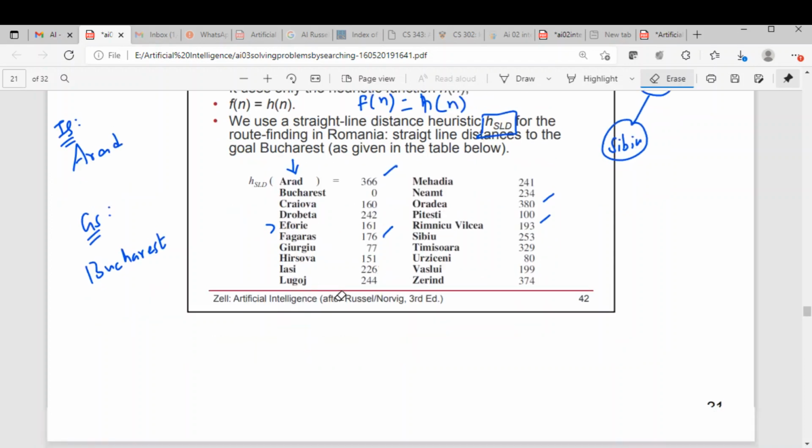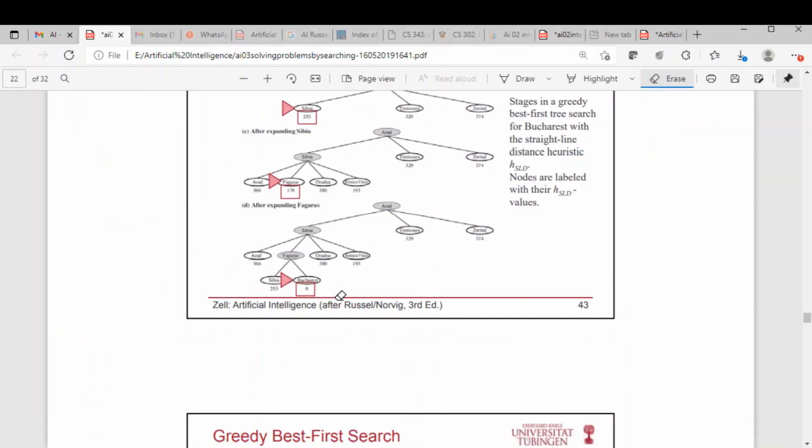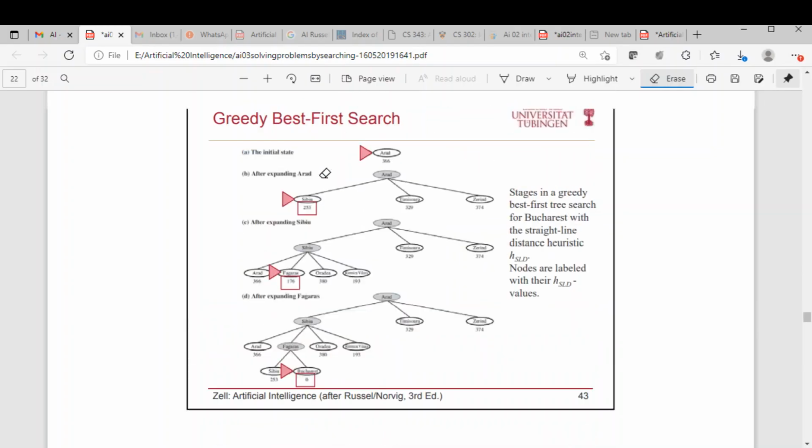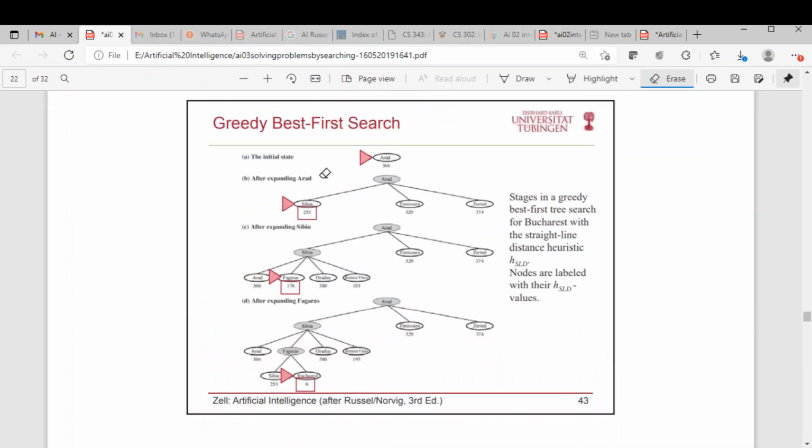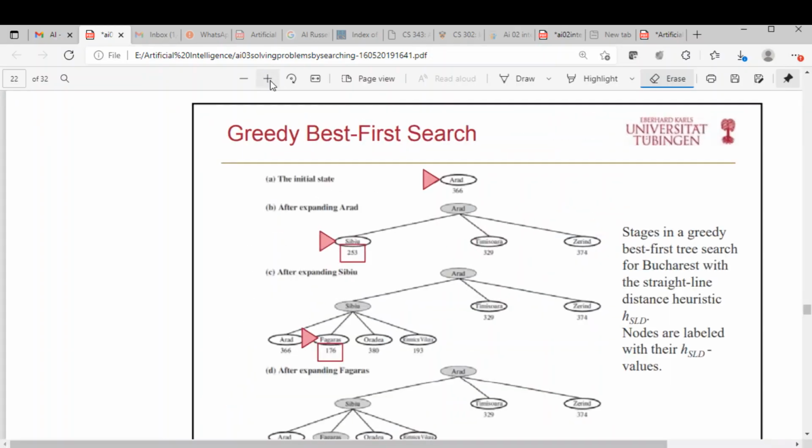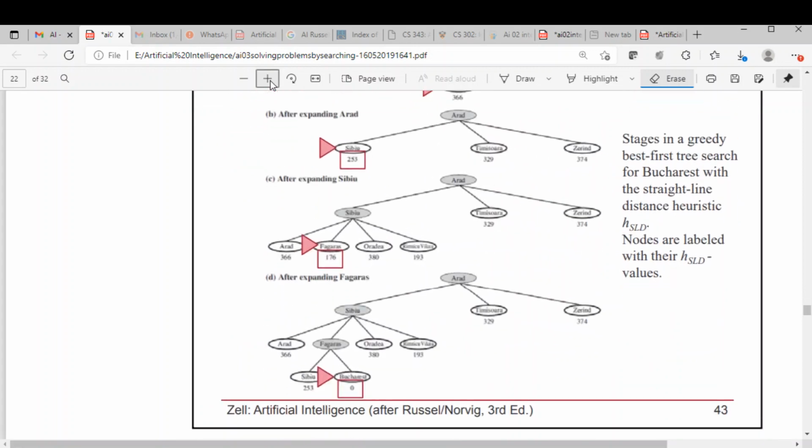It will go from Sibiu to Fagaras. Currently it is in Sibiu. From Sibiu it has four alternatives, but it chooses Fagaras because, as per the straight line distance, that is the heuristic function that we are using. The heuristic function that we are following is the straight line distance path. So the straight line distance heuristic says that from Fagaras the destination can be reached at a cost of 176. So it went to Fagaras.